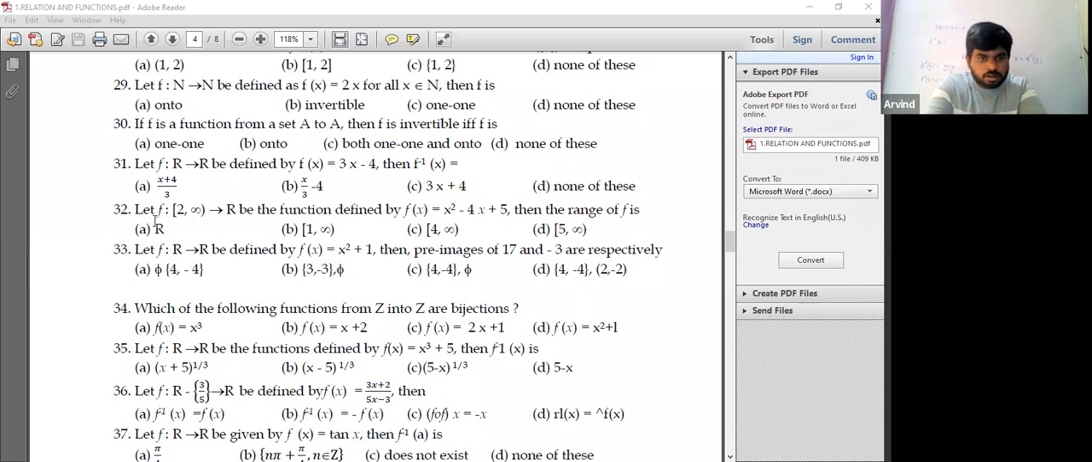32nd one. Let f be a function from closed interval 2 comma infinity to R, where the function is defined by x square minus 4x plus 5. Then the range of f is, you have to find the range of the function. Please write this. Simple, one function is given, x square minus 4x plus 5. You have to find the range of the function. Range means, if you keep giving values to x, whatever values you keep getting, that is the range.